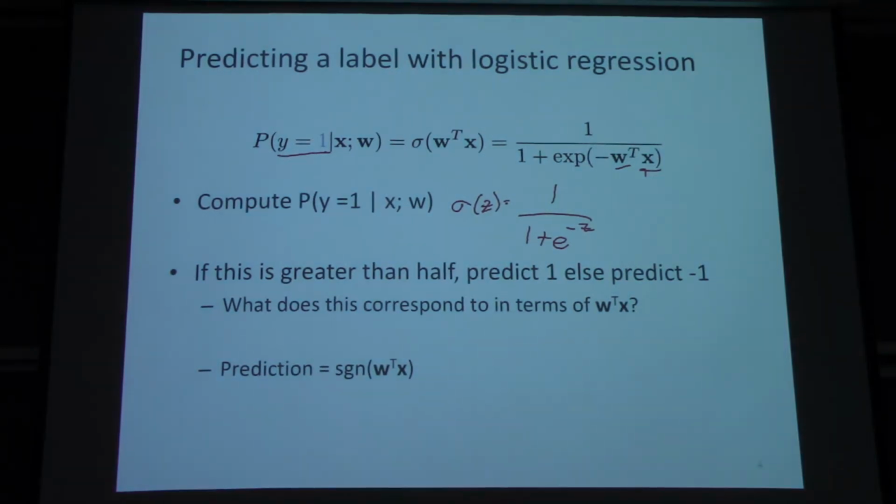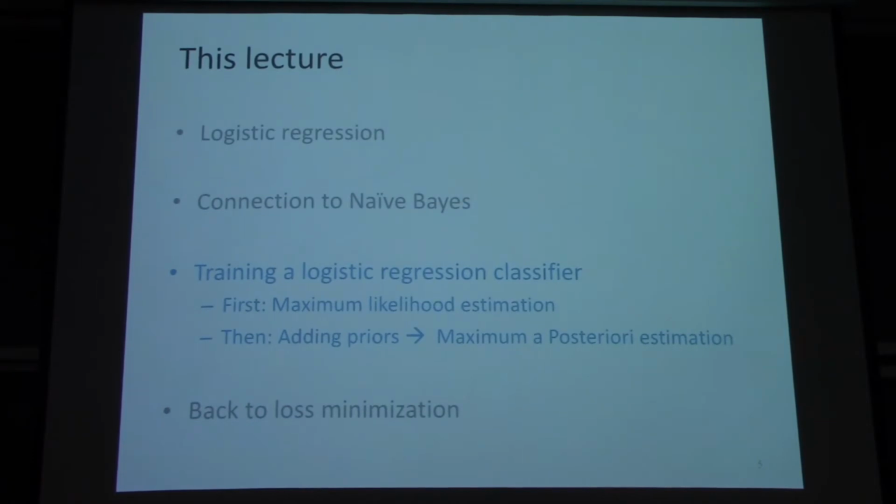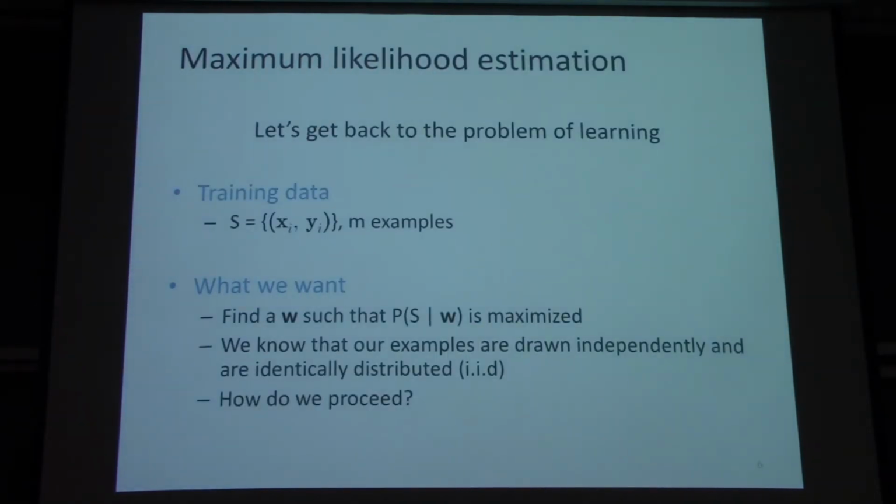Okay, so this is what we saw. I also mentioned that logistic regression has interesting connections to the naive Bayes classifier. The naive Bayes classifier can be seen as a generative model for a certain posterior probability. The logistic regression classifier is a discriminative model for the same posterior probability, and they form a discriminative-generative pair. And we started looking at estimation, how to train a logistic regression classifier.